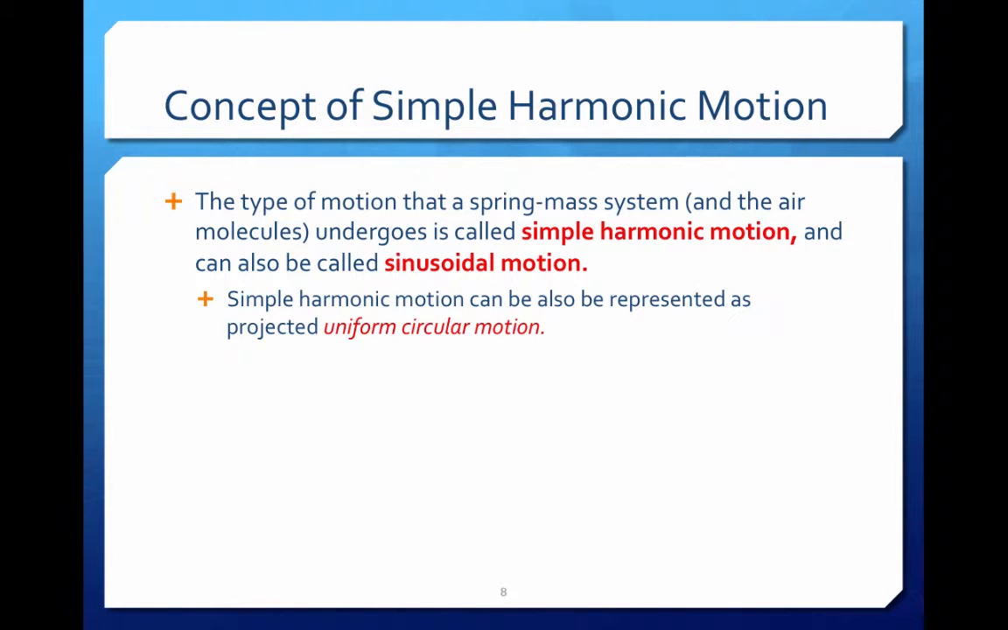With simple harmonic motion, the type of motion that's used in a spring mass system and the air molecules, it has a few names. So like I said, you're familiar with simple harmonic motion. It can also be called sinusoidal motion, and its third name is uniform circular motion. So there are three different names to describe the movement of an air mass.